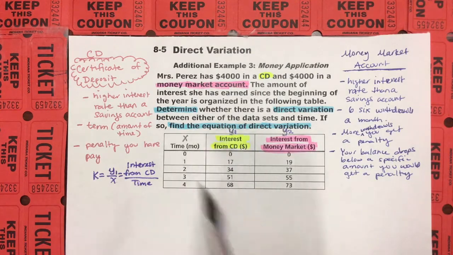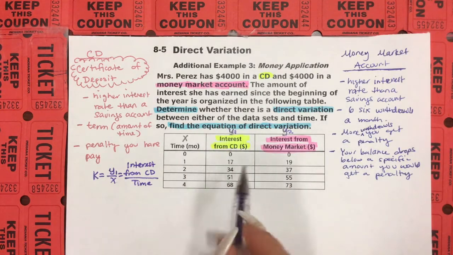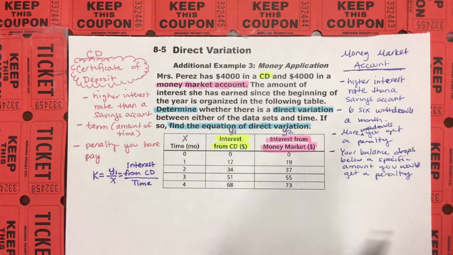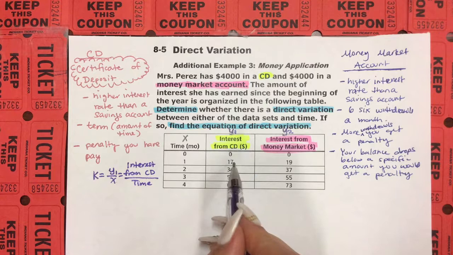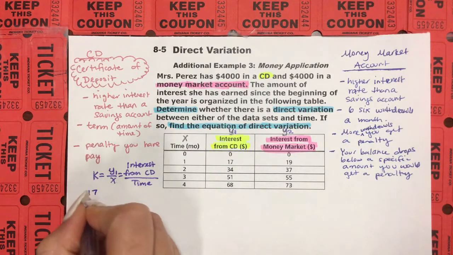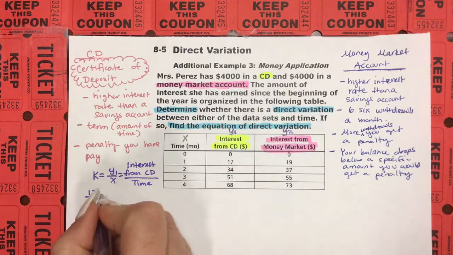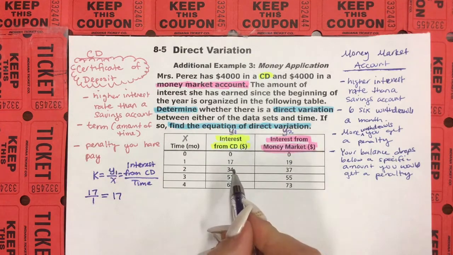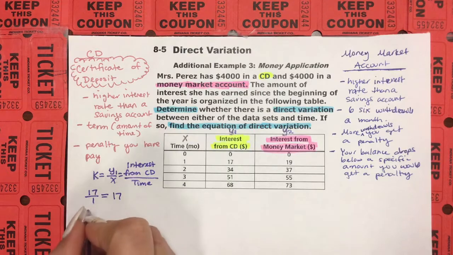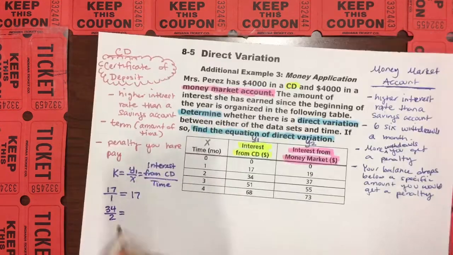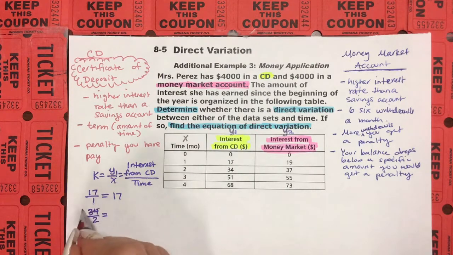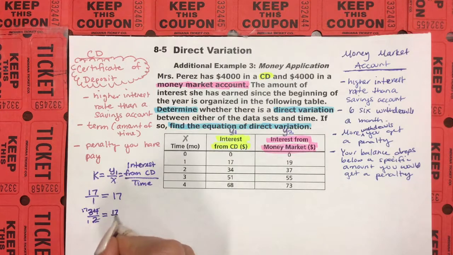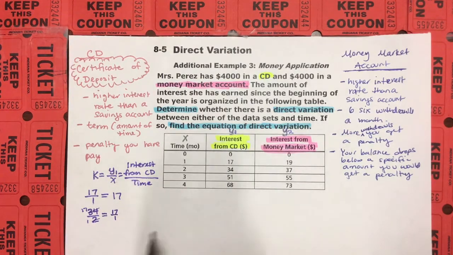So let's go ahead and look at this first one first, okay? We're just going to look at all of these relationships from the interest from the CD from month to month and see if they have the same constant of variation. If so, it's a direct variation, and then we need to write an equation. All right, so the first one here, we have 17 over 1 month. Okay, that's 17. Awesome. Let's look at the next one. 34 over 2. Well, 2 goes into both. 2 goes in there 17 times, 2 goes in there 1. It's 17 over 1. Perfect. Same thing.